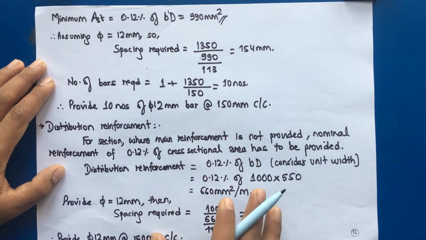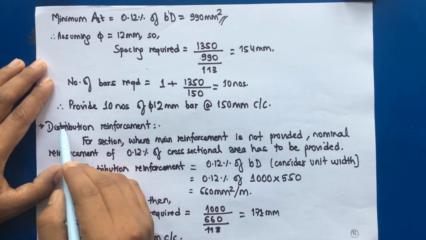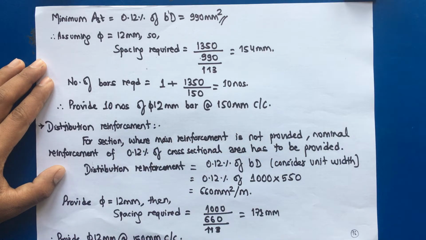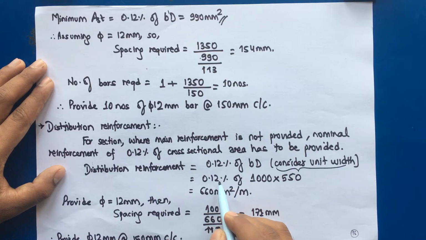Similarly, we have provided reinforcement in the longitudinal direction as well as transverse reinforcement for the critical section, but for sections where the main reinforcement is not provided, we have to provide nominal reinforcement, which is the distribution reinforcement, we can say a temperature reinforcement. So we'll provide 0.12% of the cross sectional area as the distribution reinforcement. Distribution reinforcement is equal to 0.12% of BD considering unit width. So 0.12% into 1000 considering unit width into 550 depth, which we have provided. This comes as 660 mm square per meter.